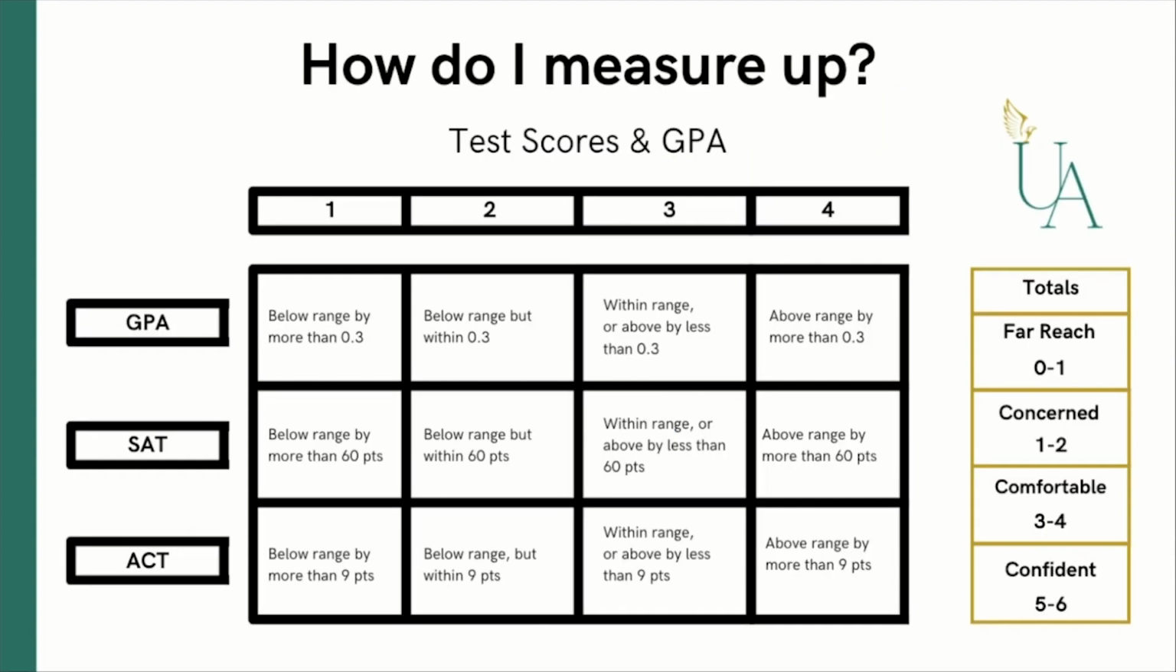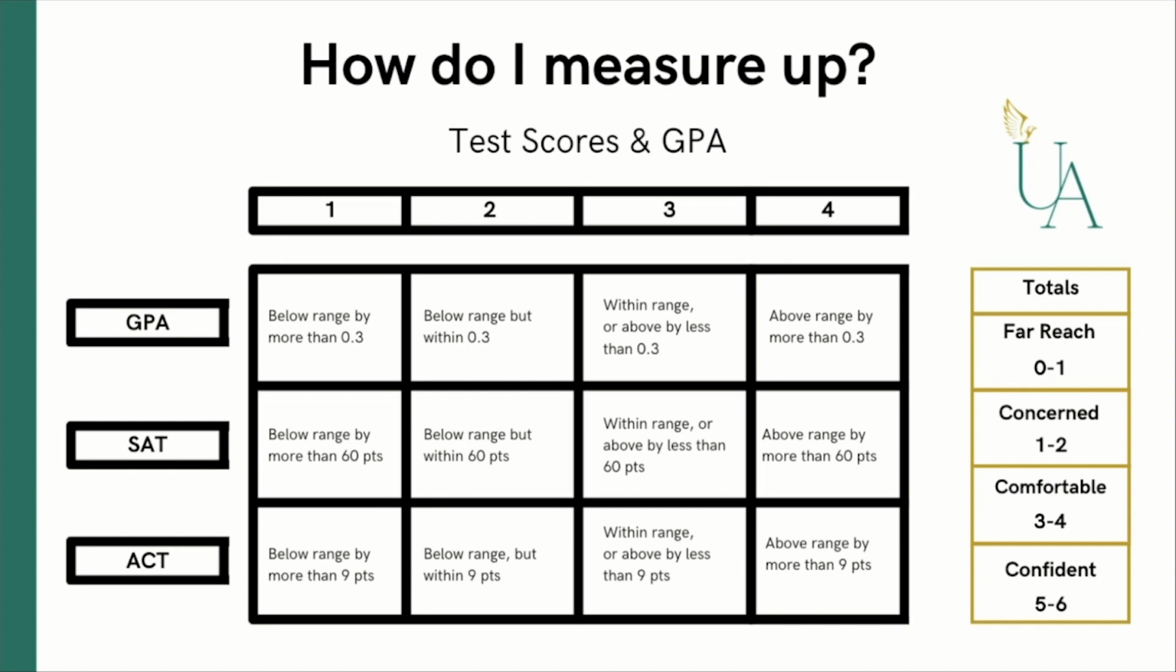So here is a chart that I wanted to kind of give you. So, how do you measure up? Now that you have your information as well as their information, you're basically going to choose, if you did the SAT, you'll choose the SAT box, or if you did the ACT, you'll choose the ACT. You're only going to do one or the other. So you should have GPA plus one of the test scores. So looking at the ranges, right? Am I below? Am I by more than 0.3, within 0.3? Are you within range? Are you above the range? And then thinking about the same thing with the test scores. Then you add those two scores up.